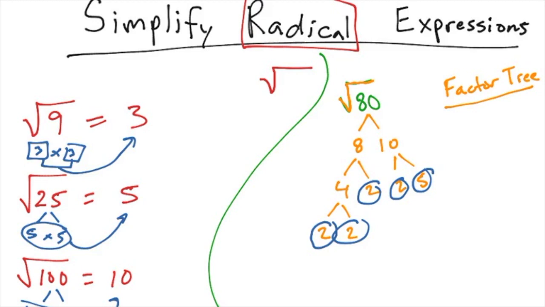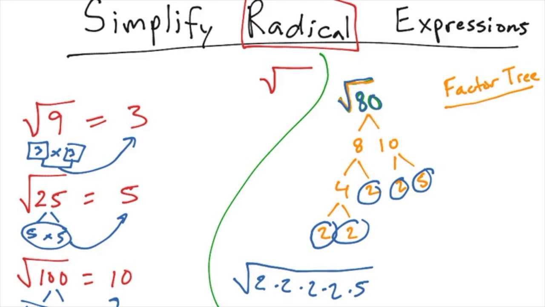So this problem up here, the square root of 80, I could rewrite as the square root of 2 times 2 times 2 times 2 times 5. And if you try it in the calculator, you'll get 80. 2 times 2 is 4, 4 times 2 is 8, 8 times 2 is 16, and 16 times 5 is 80. So that's the square root of 80.